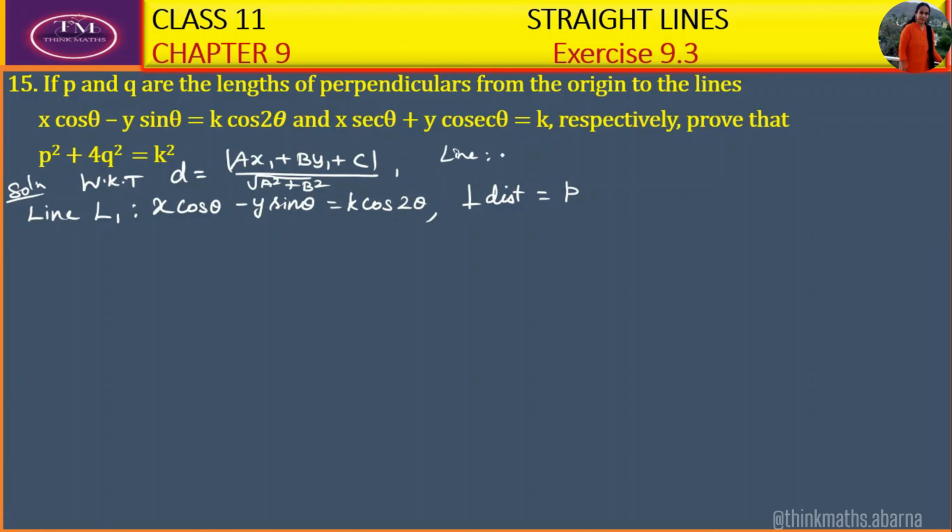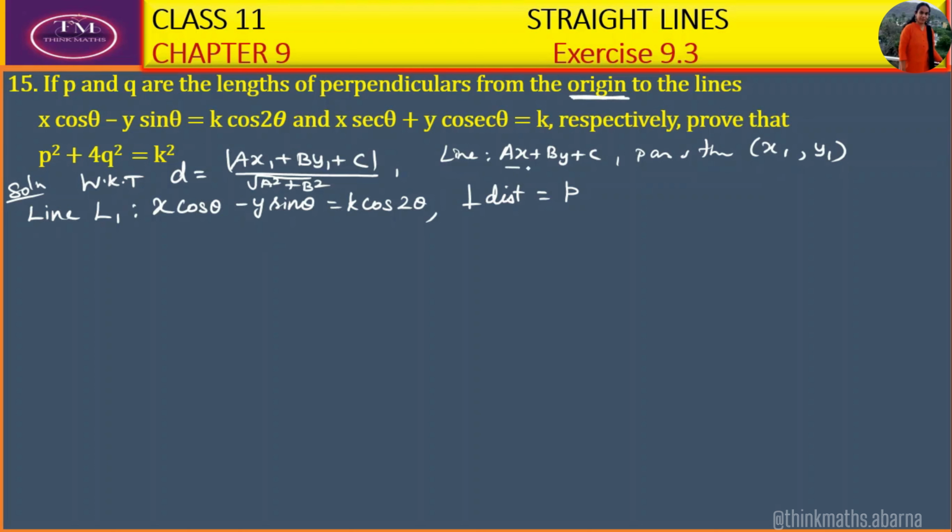What is the line equation in general? AX plus BY plus C. This is the line equation, and passing through x1 comma y1. Okay, so these are the data. Now we don't have the passing through point. Do we have the passing through point? Yes, we have. If P and Q are the lengths of the perpendiculars from the origin, okay, it passes through the origin. So x1 comma y1 is 0 comma 0.